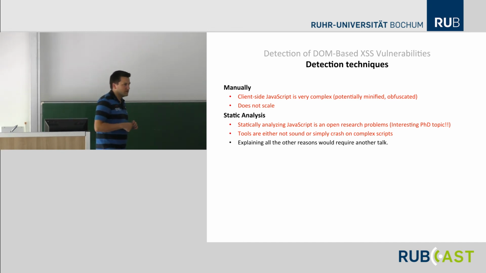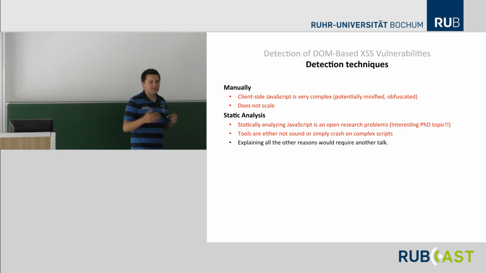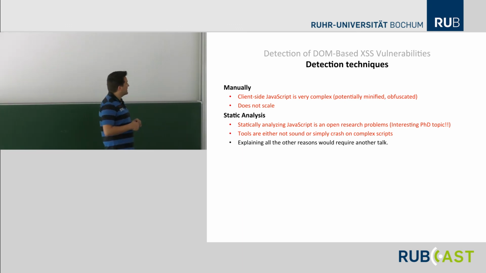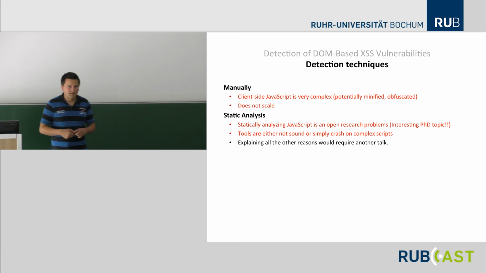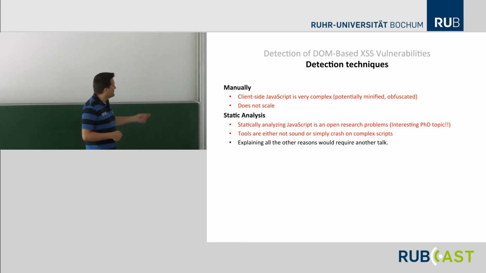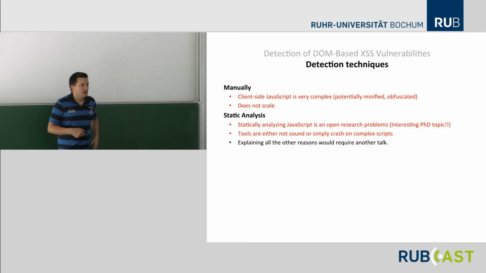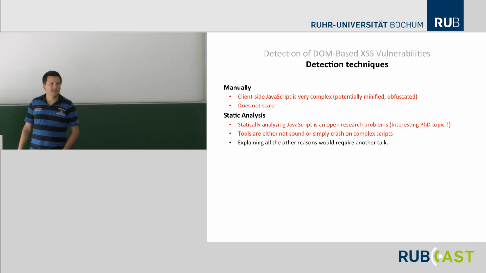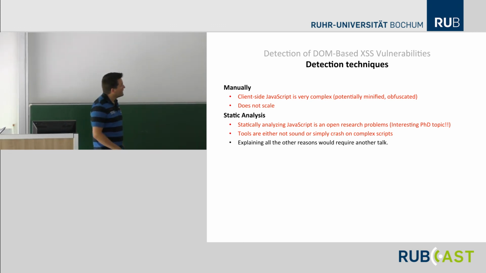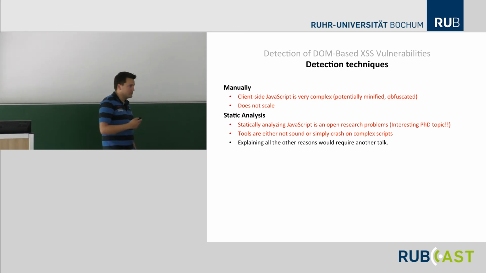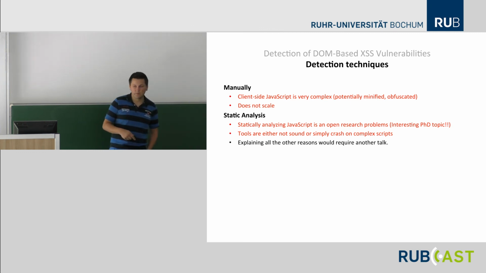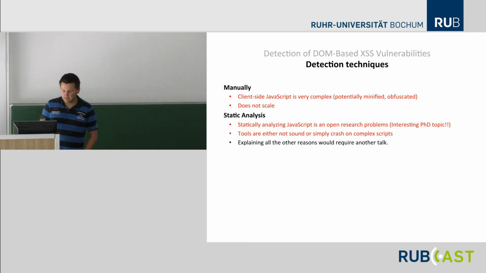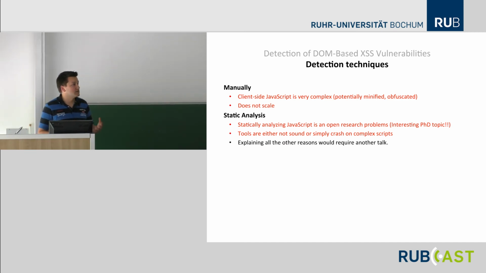But static analysis for JavaScript is very brittle because it's an open research problem. We don't have any good static analysis tool, and I think this is a pretty interesting PhD topic, so if you plan to do a PhD, this might be your topic. If you use static analysis tools today, you will see that if you throw jQuery into one, it will crash, or it will simply not be able to understand it. There are lots of other reasons why this is not working nowadays, and it would require another talk, so I'll skip this and come to the next analysis technique.